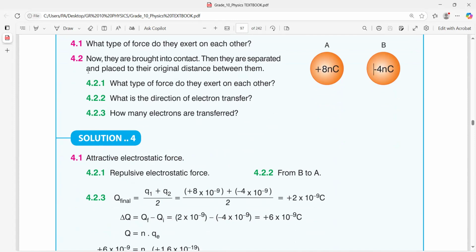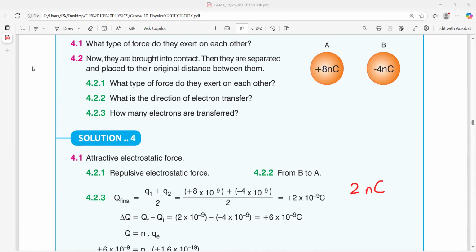Now, question 4.2, they touch and separate from each other. They're asking what type of force is between them now. Now you have repulsive electrostatic force. Why? Because when they touch, they are going to get the same charge. Which charge are they getting? The final charge, which we just calculated here: 2 times 10 to the power of negative 9 coulombs, which means 2 nC. When they touch each other, they get 2 nC. So they get the same charge. Always, when they touch, they get the same charge.